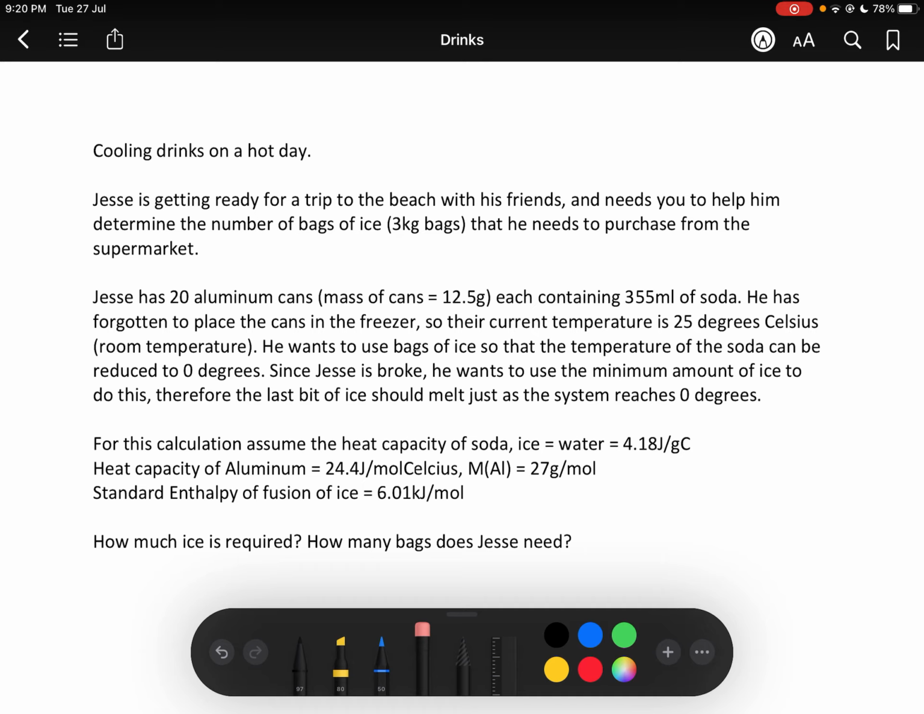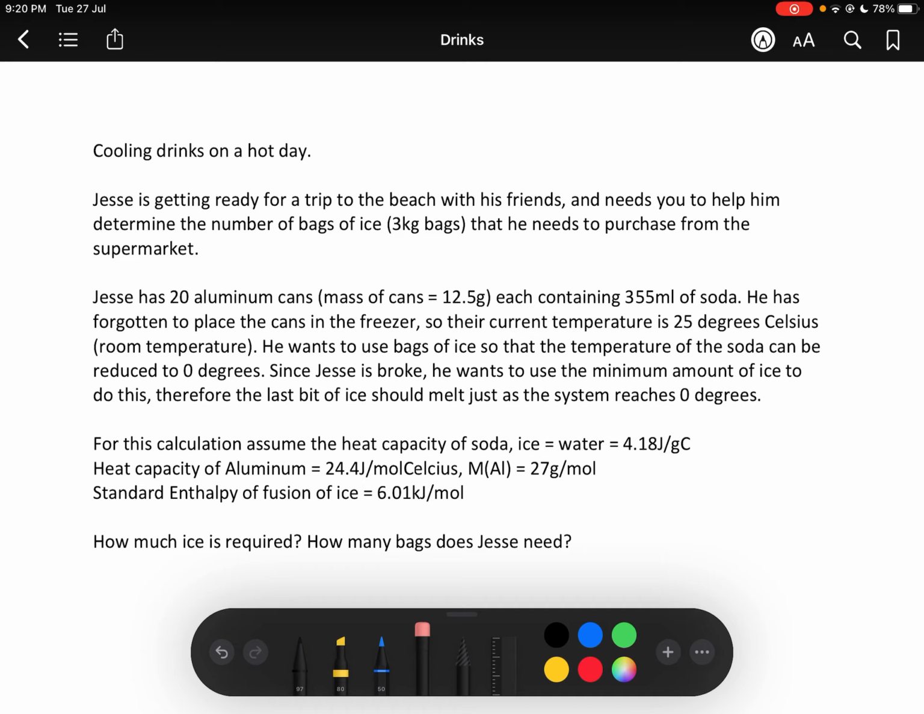He has forgotten to place the cans in the freezer the night before, so their current temperature is 25 degrees Celsius. He wants to use the bags of ice so that the temperature of the soda can be reduced to 0 degrees. Since Jesse is broke, he wants to use the minimum amount of ice to do this. Therefore, the last bit of ice should melt just as the system reaches 0 degrees.